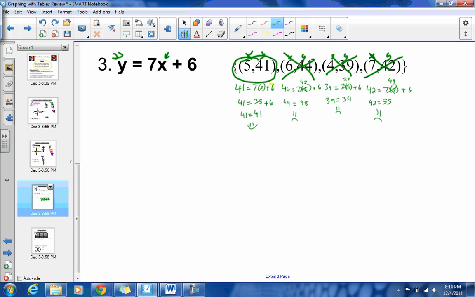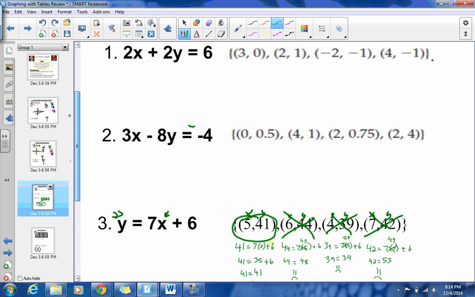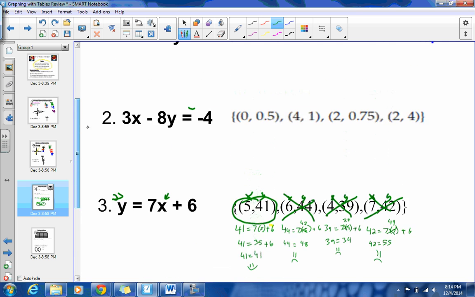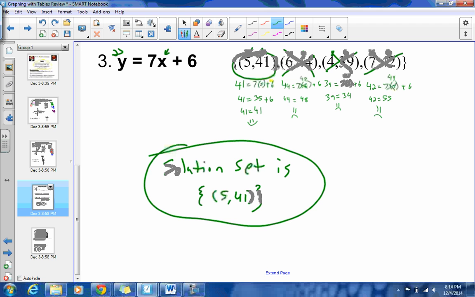So the only one that we circled was the point 5, 41. So our solution set is, with our fancy brackets, the point 5, 41. There you go. That's your answer. That is how you go about doing numbers 1, 2, and 3 from the third slide. All right, and some of it's mental math. But you're trying to find which ordered pairs work, which ones fit into that equation.